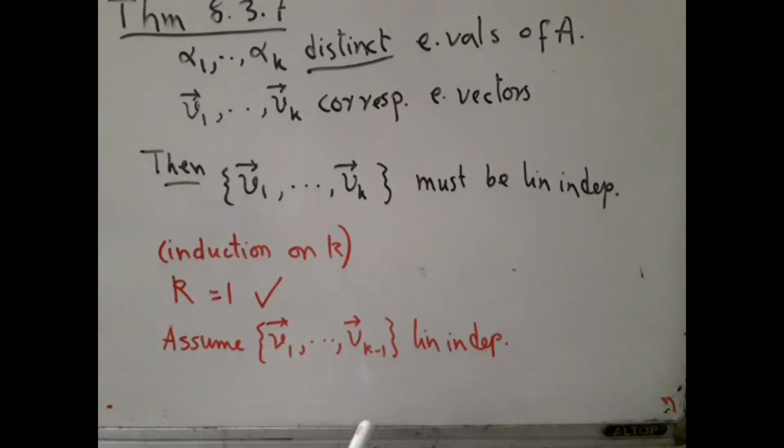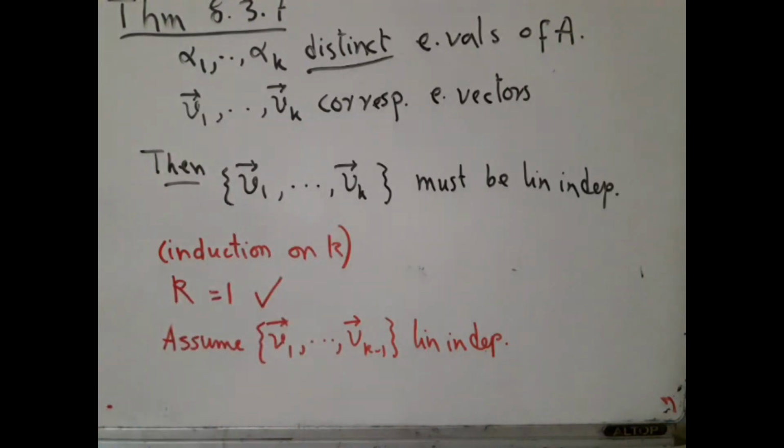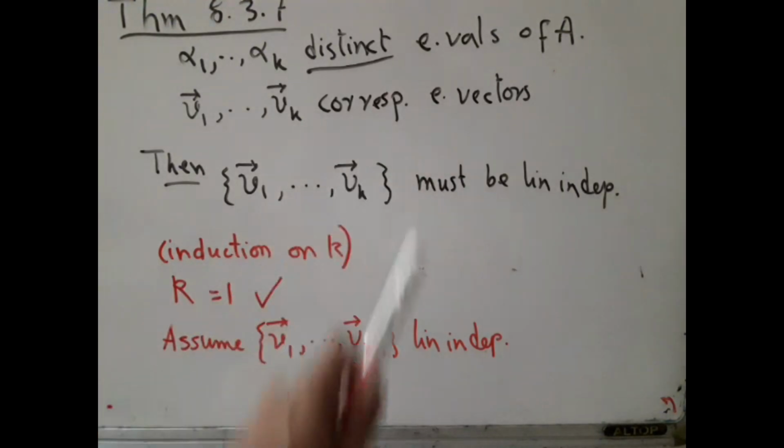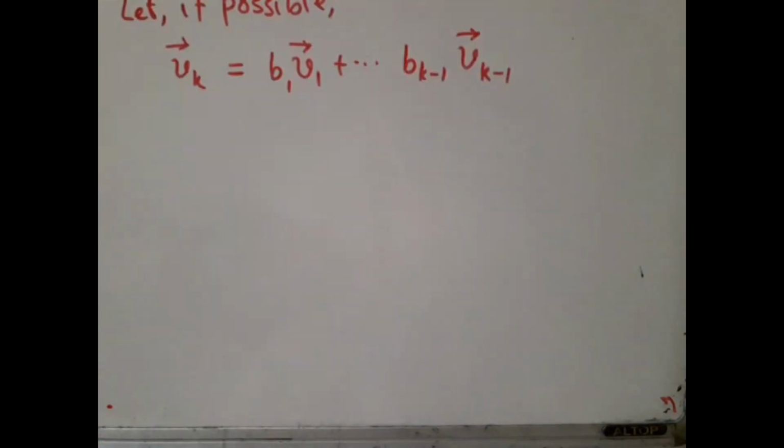Now we want to show that this set must be linearly independent. We have assumed already that the first k minus 1 are linearly independent. So to do this induction step, we shall employ contradiction. We will assume, if possible, that Vk is a linear combination of V1 to Vk minus 1.